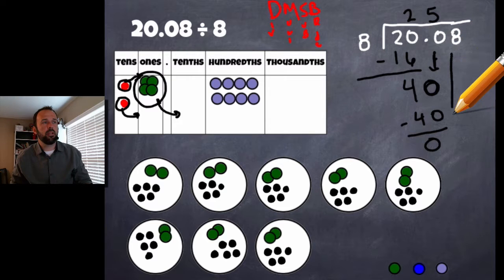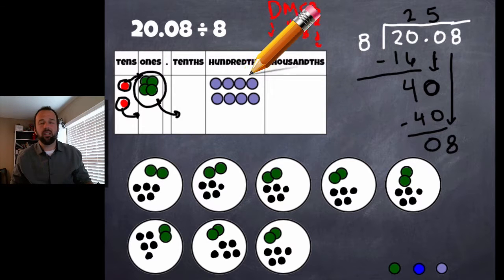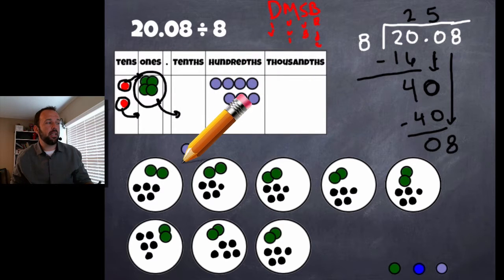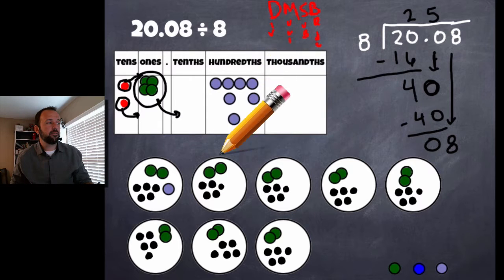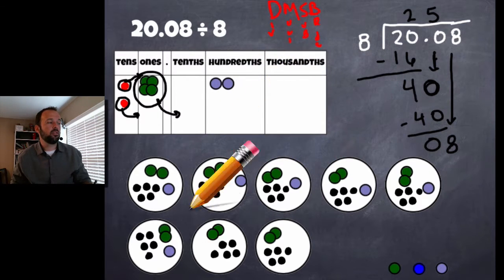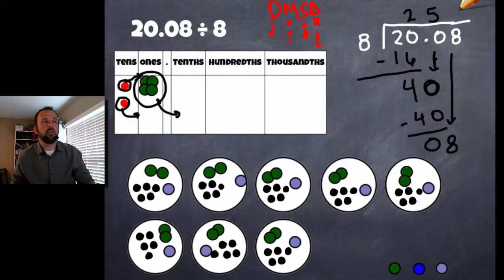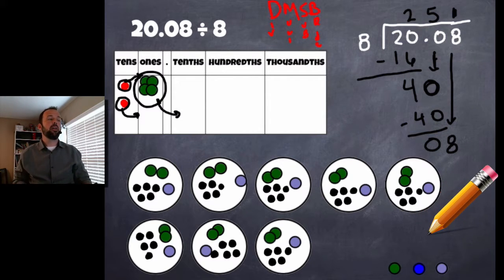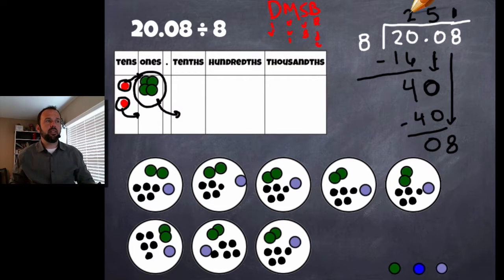So now I'm going to move on to my hundredths. So I'm going to bring down my hundredths. It shows me I have 8, which is what I have here. So I'm going to divide those 8 hundredths up into my 8 groups. So 1, 2, 3, and there you have it. Each one of those 8 will go into a group. It'll be 1 in each group. So I have divided things up, and I'm going to move my decimal point up here, which means I'm going to get 2 and 51 hundredths as my answer.